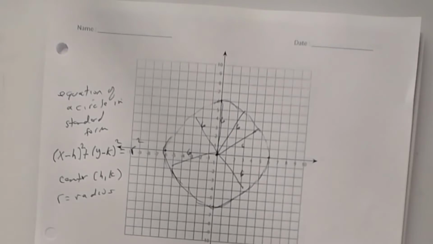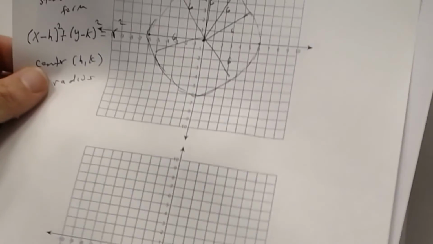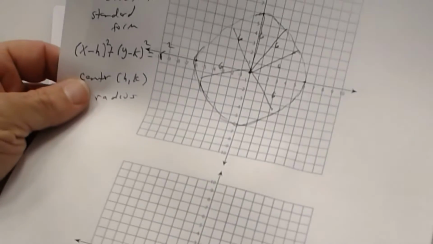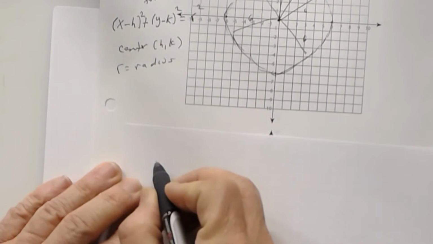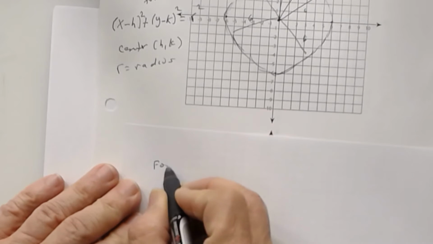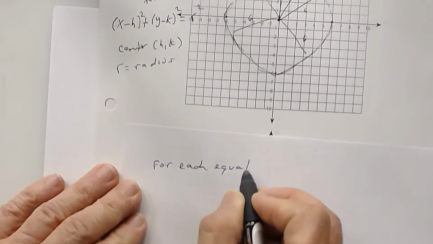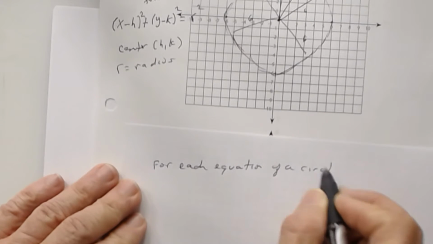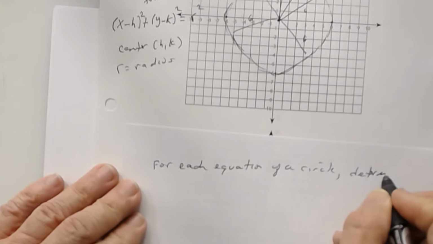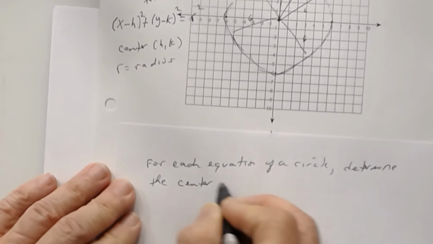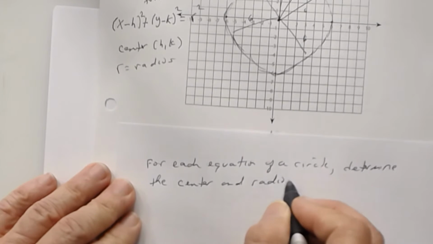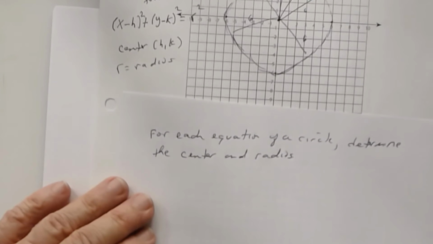Okay? All right, so let's look at some examples. I'm going to write some equations in standard form, and then I'm going to ask you to tell me what the center and the radius are, and then we'll graph it. So you're going to use your grids. Here are the directions. For each equation of a circle, determine the center and radius, R-A-D-I-U-S.